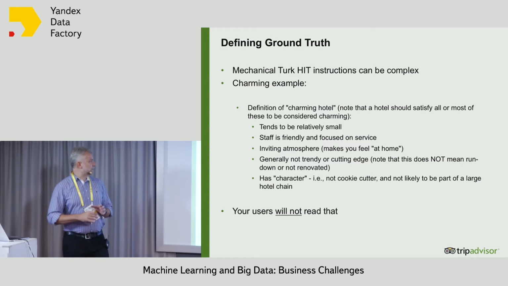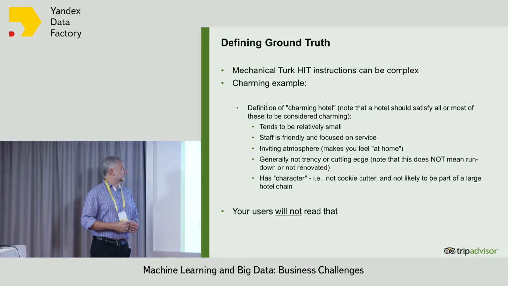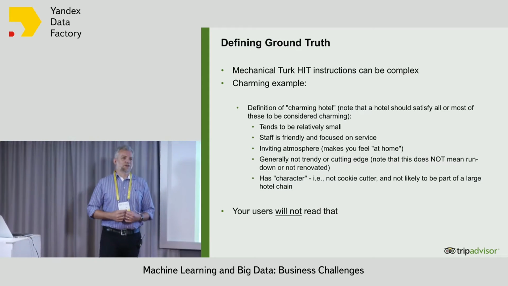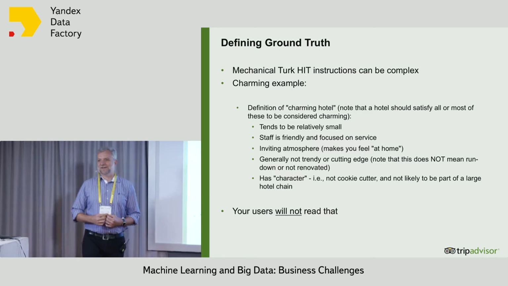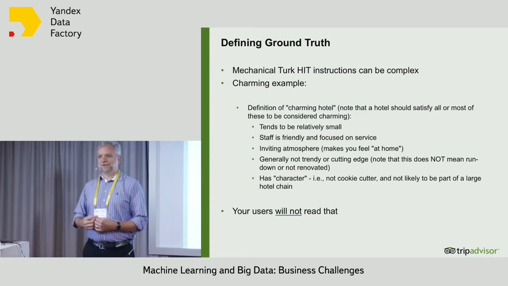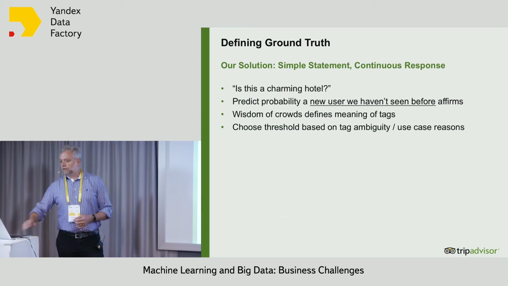And here's the actual definition that we used for a charming hotel. You see that there's quite a bit of information in there, quite a few requirements on what we think a charming hotel should be. The problem is when you're using crowdsourced data, your users are not going to read that. You put that up in front of them, and they're going to get frustrated and just go away, and you won't get the review at all. So what to do?